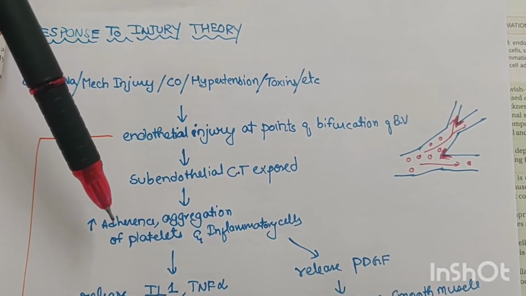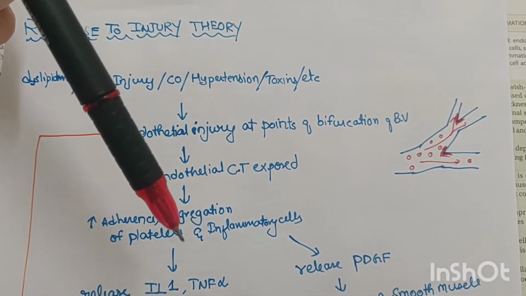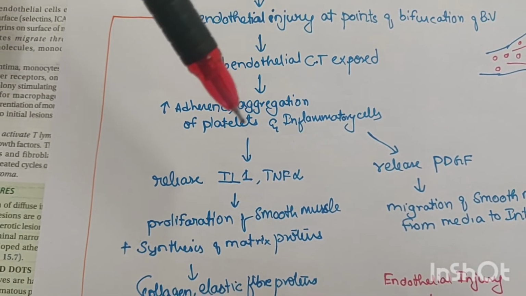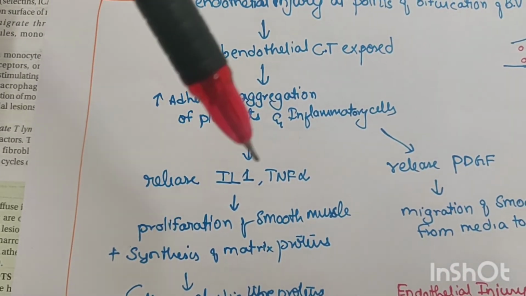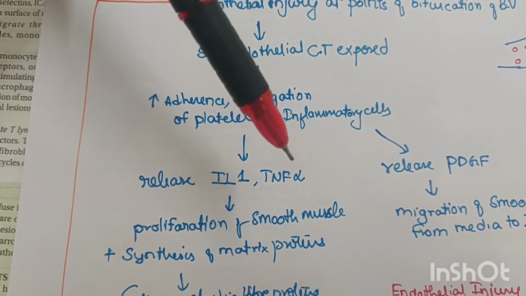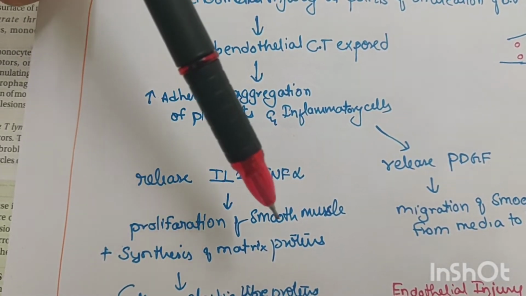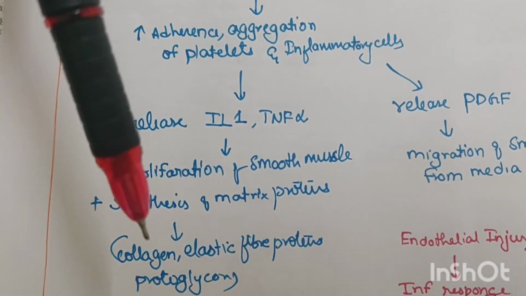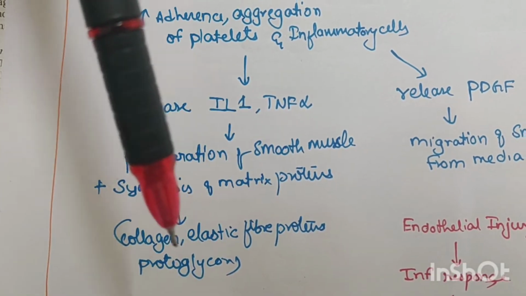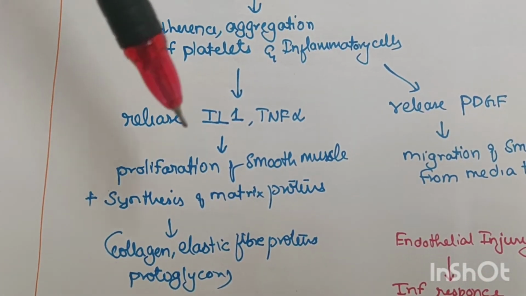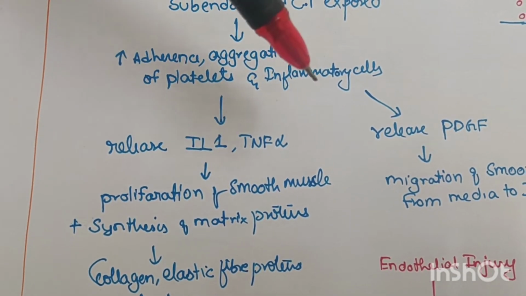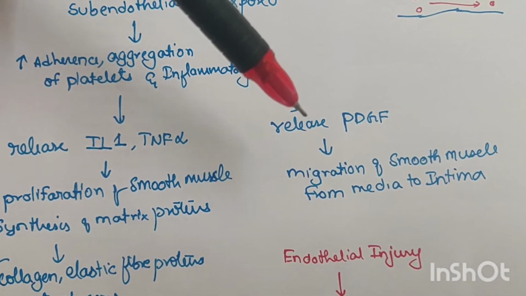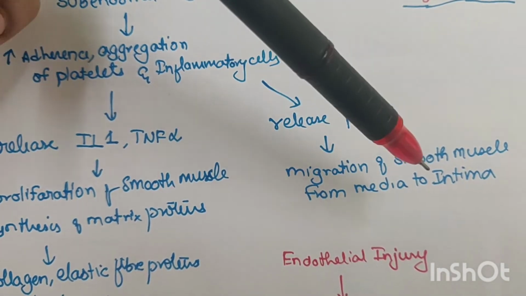So what happens is there is increased adherence and aggregation of the platelets and inflammatory cells. These inflammatory cells and platelets will release interleukin 1 and tumor necrosis factor alpha. So this will cause proliferation of the smooth muscle and also synthesis of matrix proteins. These matrix proteins are like collagen, elastic fibers, and proteoglycans. The other thing that the platelets and inflammatory cells will release is platelet derived growth factor, which causes migration of the smooth muscle from the media to intima.